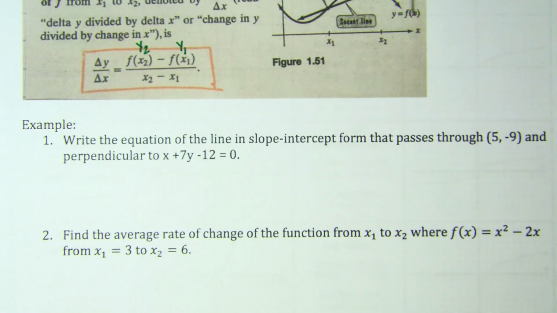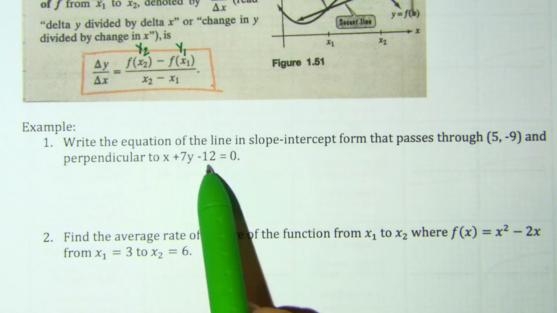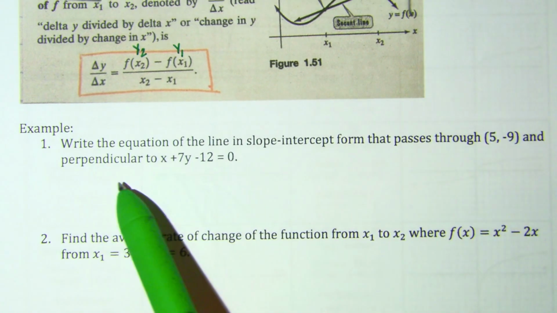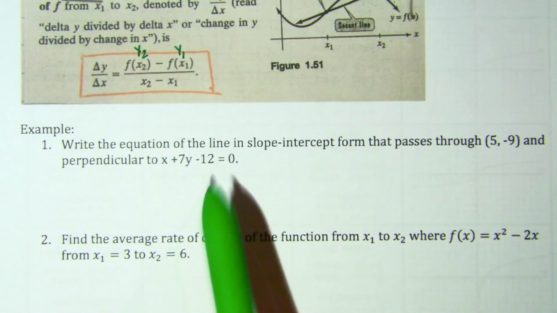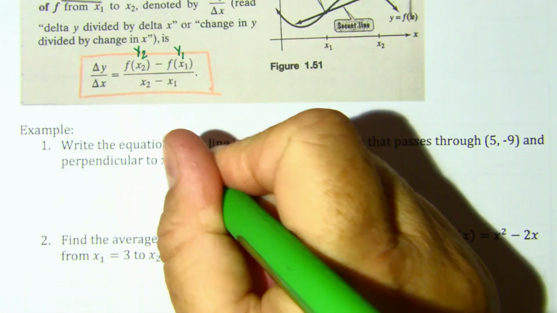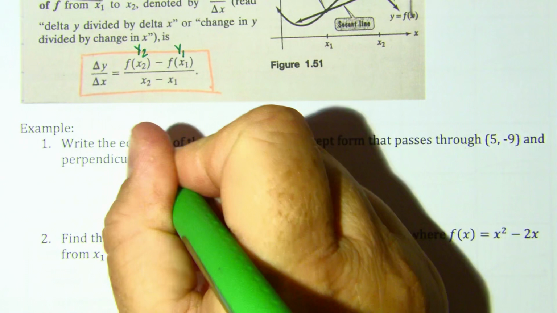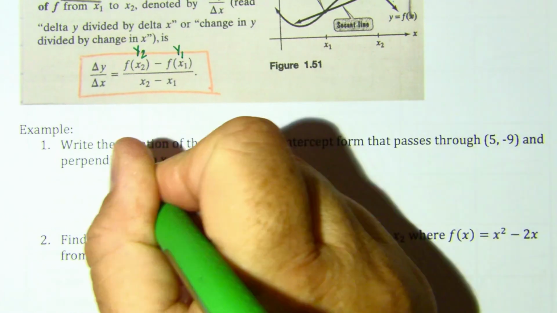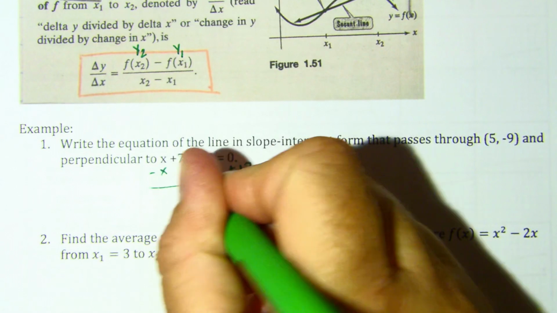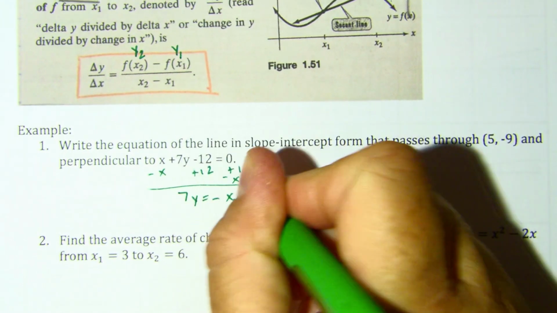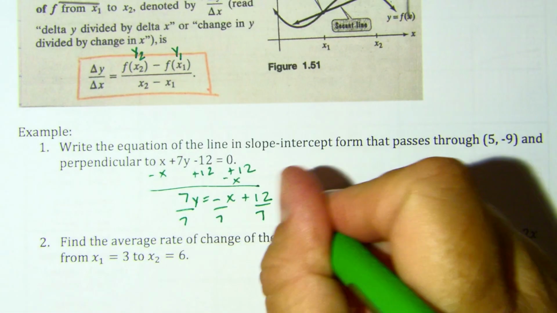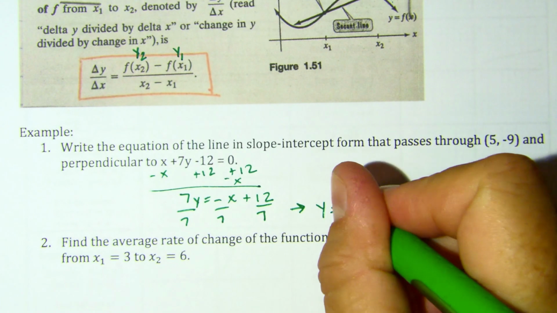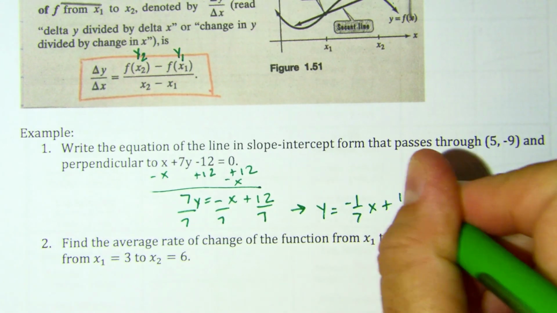It says write the equation of the line in slope-intercept form that passes through this point here and is perpendicular to this line. Well, before I can go any further, I need to know what the slope is of this line to find out what slope is perpendicular to that. So I'm going to go ahead and get y by itself. I can add 12 to both sides and subtract x. And I'm left with 7y equals negative x plus 12. And then I can divide by 7 everywhere. And then that becomes y equals negative 1 over 7x plus 12 over 7.